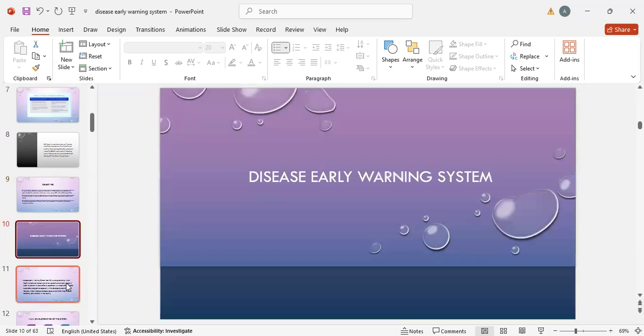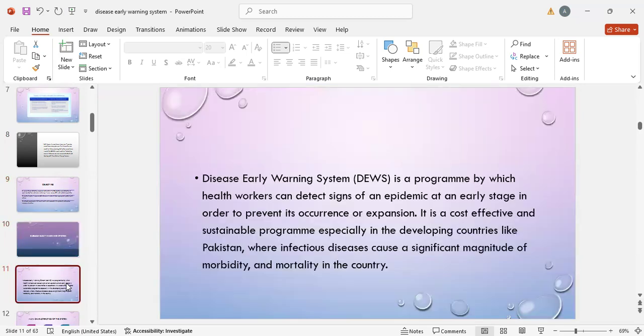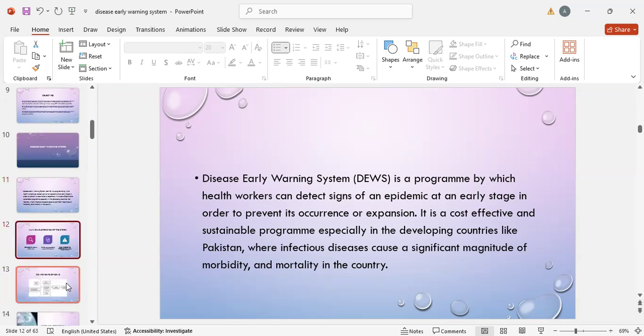Disease Early Warning System. Disease Early Warning System, DEWS, is a program by which health workers can detect signs of an epidemic at an early stage in order to prevent its occurrence or expansion. It is a cost-effective and sustainable program, especially in developing countries like Pakistan, where infectious disease causes a significant magnitude of morbidity and mortality in the country.